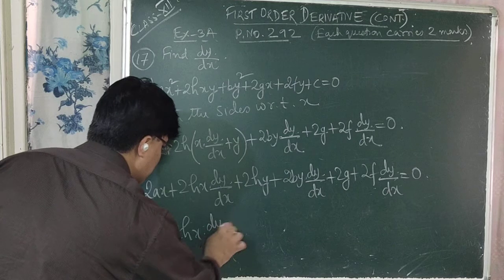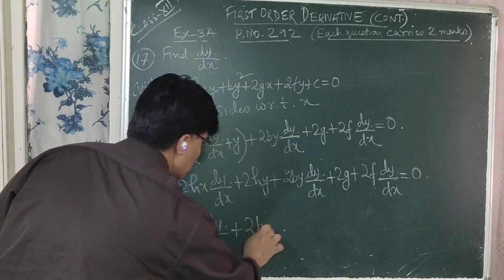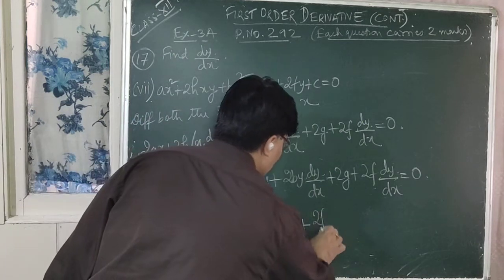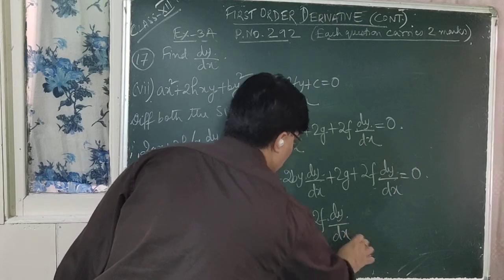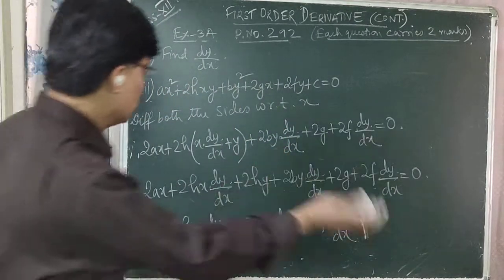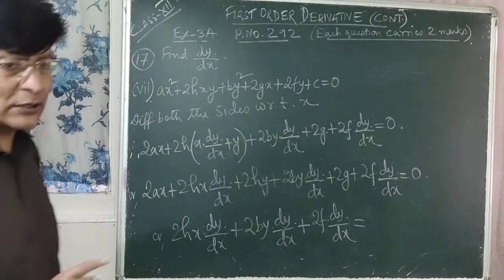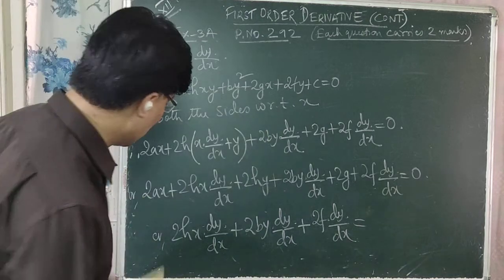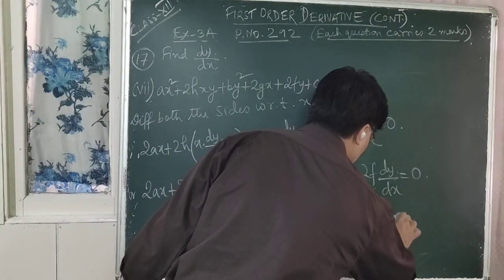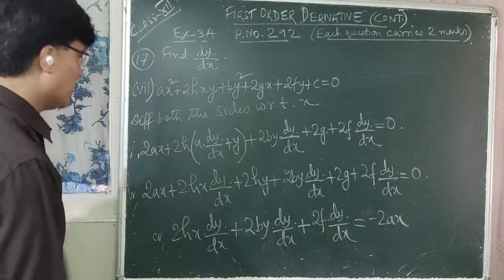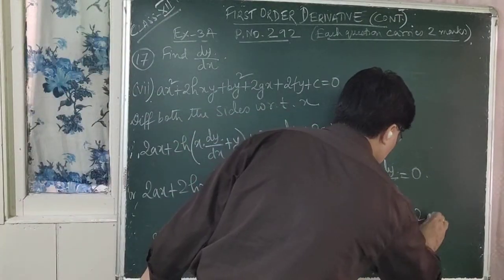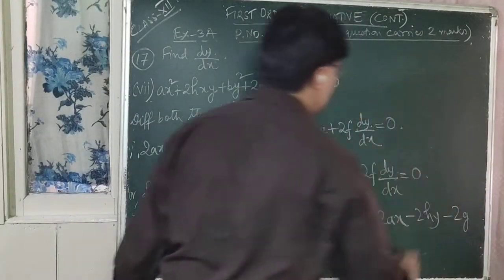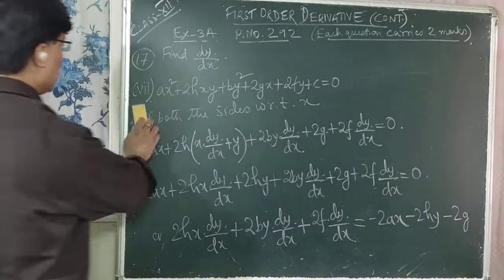Okay, so let us simplify it. 2hx dy by dx plus 2by into dy by dx plus 2f dy by dx. 2f dy by dx. Is that clear? Is equal to. Now the terms which do not contain dy by dx, take them to the right hand side. So it becomes minus 2ax. 2ax on the right hand side becomes minus 2ax, then 2hy becomes minus 2hy and then minus 2g. Then it is minus 2g. Is that clear?